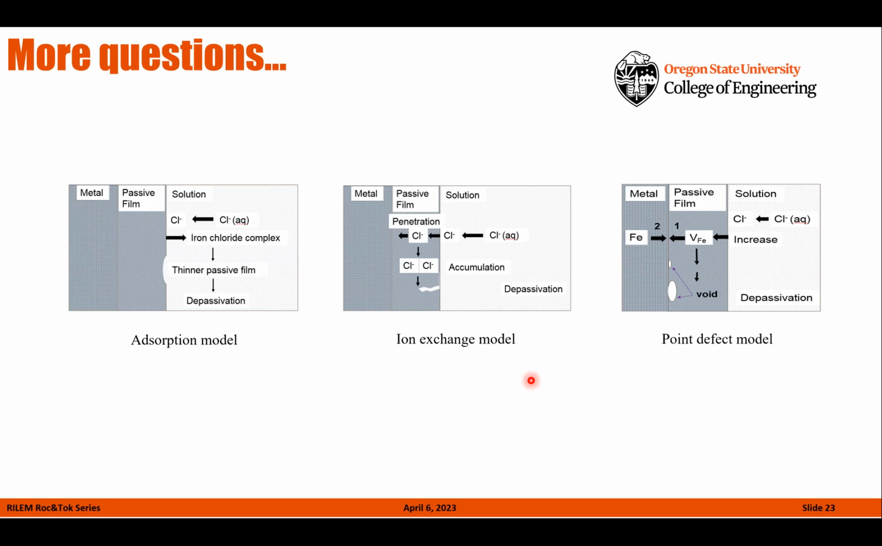Now, if you look at the literature, you would find a number of passivity breakdown models that have been proposed for different metals in different environments. For example, the adsorption model assumes that aggressive species like chlorides attack the passive film chemically, and that basically deteriorates the passive film over time. It gets thinner and thinner, and it disappears after a while.